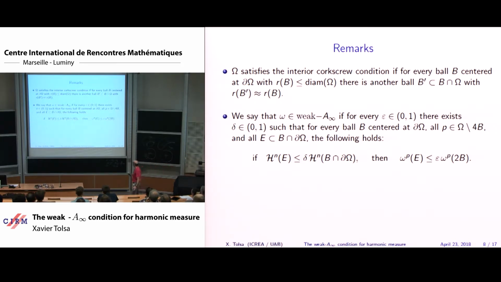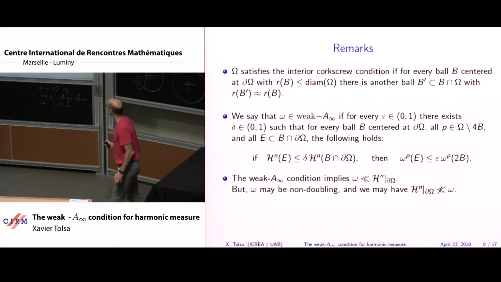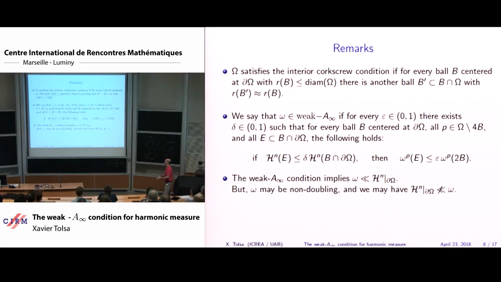So of course this is then weaker than A infinity. And why does it make a big difference? Well, first there is an analogy, something that is not a difference: the weak A infinity is a quantitative version of the absolute continuity of omega with respect to surface measure. So weak A infinity implies that omega is absolutely continuous with respect to surface measure. But the opposite may fail. For instance, there may be parts of the boundary with positive surface measure but zero harmonic measure. Also, omega may be non-doubling, which is also a big difference under this assumption.